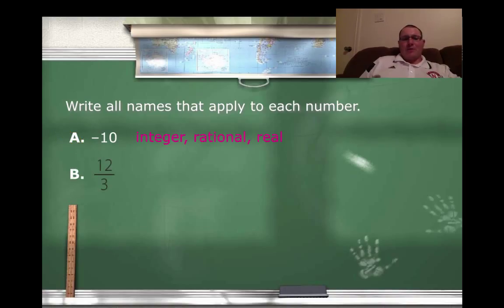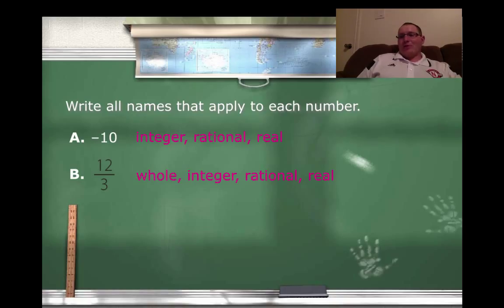Let's look at B. 12/3. Since it's a fraction, we know something about it, that it has to be what? Rational. It has to be rational because it's a fraction. But you must divide it. What's 12 divided by 3, everybody? 12 divided by 3 is 4. So since 12 divided by 3 is 4, that makes this a natural number, a whole number, an integer, a rational number, and a real number.